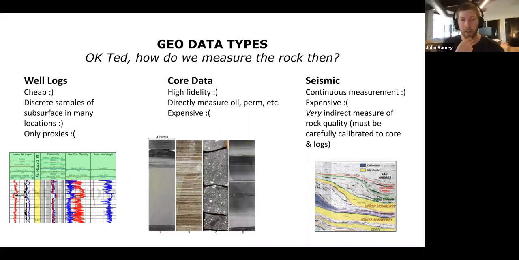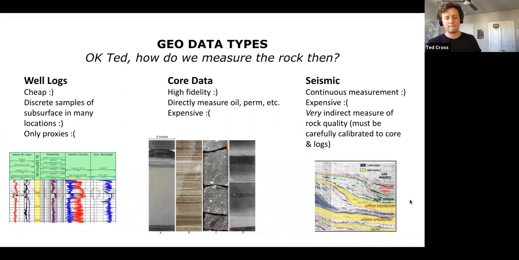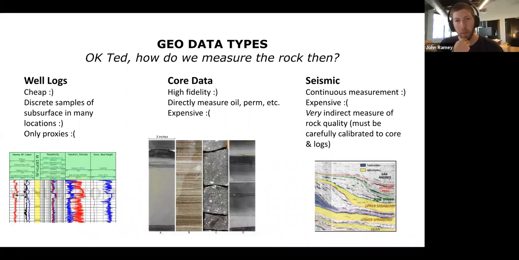Hey, Ted, so clearly the prohibiting factor here is the expense. What does the decision-making process look like when people decide to go after core data or seismic? Clearly they're not going to do it every square mile, like you said. When do they decide to go after core data or seismic?